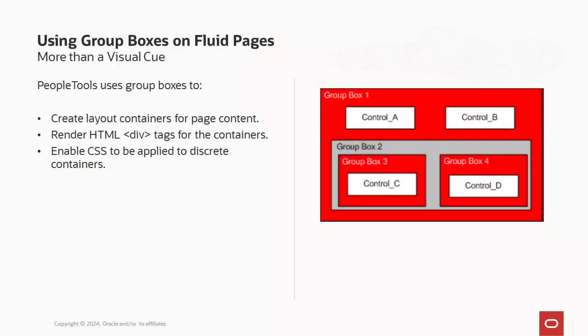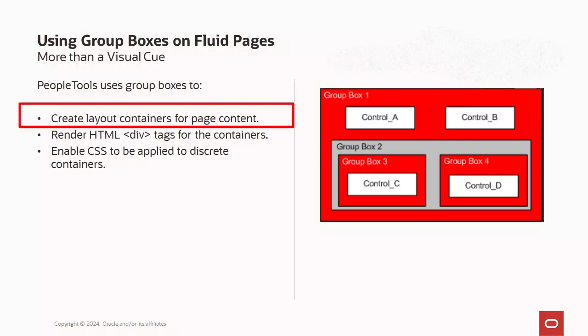In Fluid page development, the group box is the primary control. On a Fluid page, group boxes can provide visual cues for grouping page elements just as they do in Classic pages. But, more importantly for Fluid development, group boxes act as a container for controls and page elements. PeopleTools uses group boxes on Fluid pages to create containers for page content. A Fluid page can have one or more group boxes to act as containers for page elements. In most cases, a page has numerous group boxes.